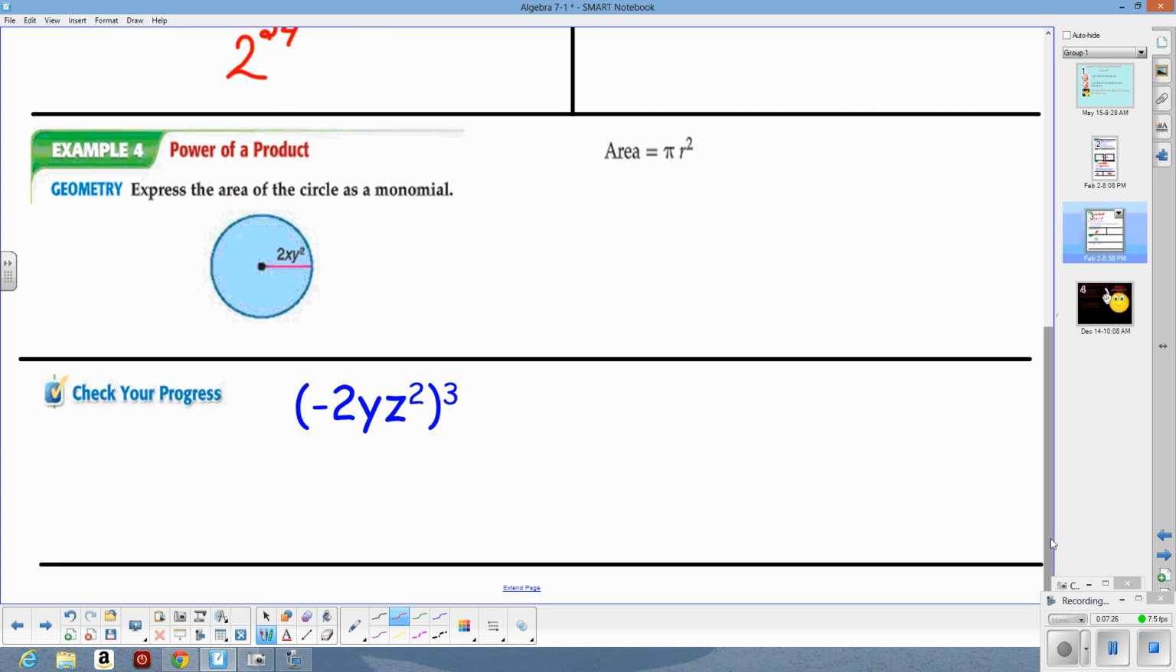Now the last thing we're going to do is the power of a product. It says express the area of the circle as a monomial. Well, the area of a circle is pi r squared. So we're going to go ahead and say the area is equal to pi times the radius squared. And the radius is from the center of the circle to the outside. So 2x y squared, that's the radius, and then we're going to take that whole thing and square it.